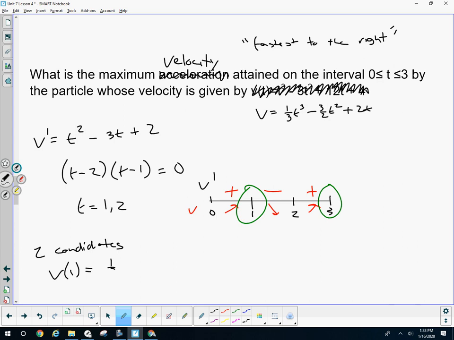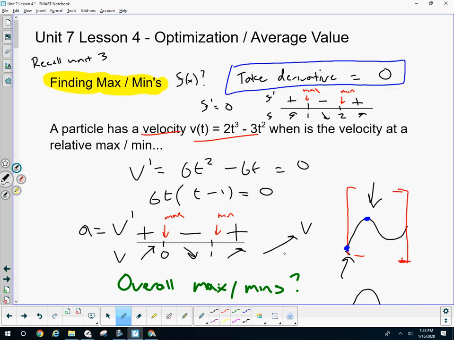V of 1 is 1/3 minus 3/2 plus 2. That's 2/6 minus 9/6 plus 12/6. So that's 3/6 plus 2/6 is 5/6.